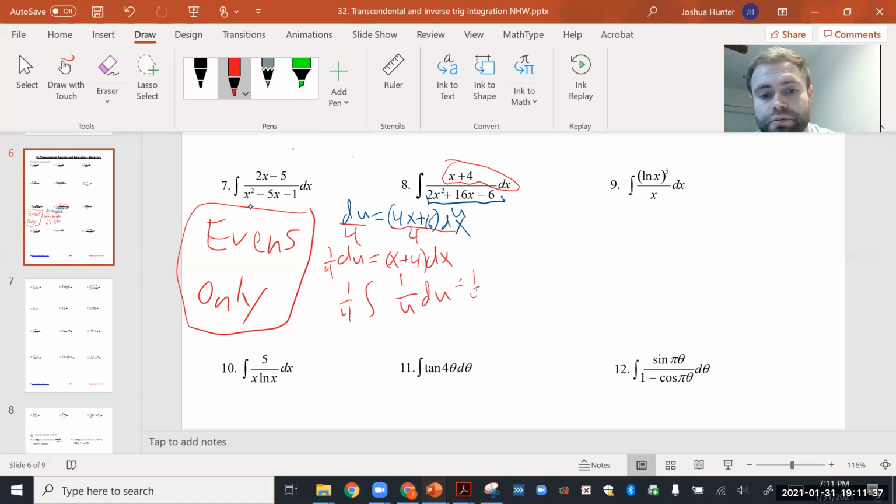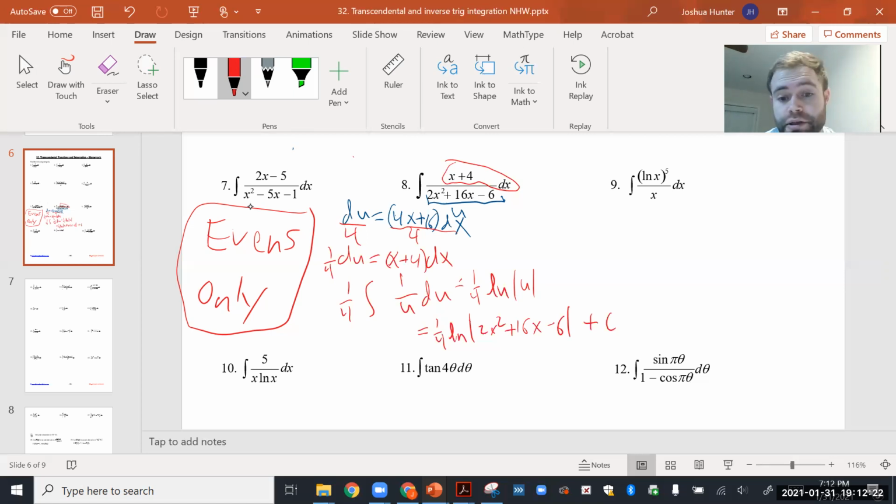Well, then that becomes 1/4 natural log of the absolute value of u, which would then become 1/4 natural log of the absolute value of 2x squared plus 16x minus 6, plus c. And I know for sure that the answer key probably has something a little different than that. I'm also assuming that a lot of you got something similar to what I got, and you're confused why this is different than that. If you got this, then you did do it a correct way, which is awesome.